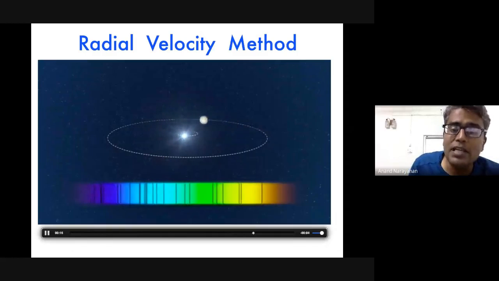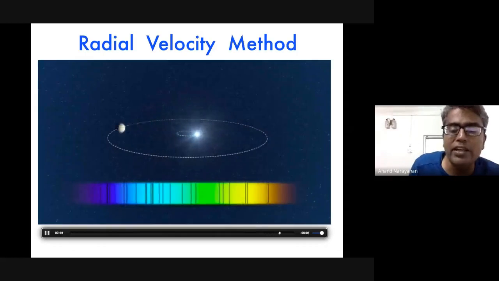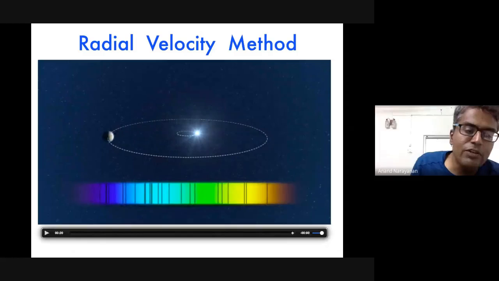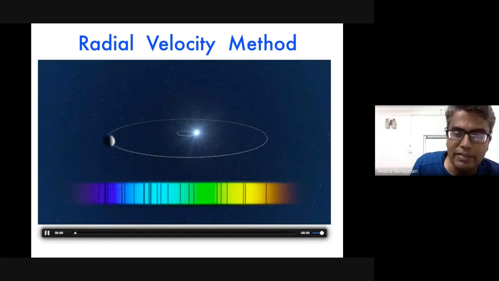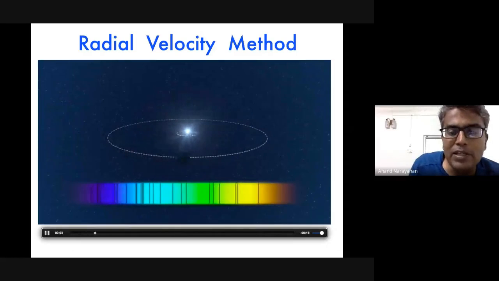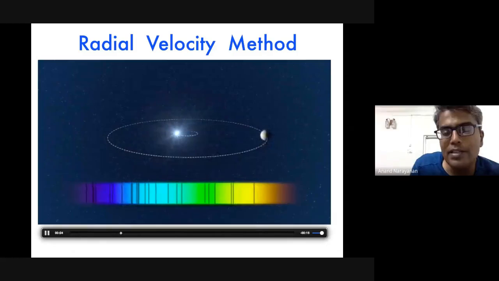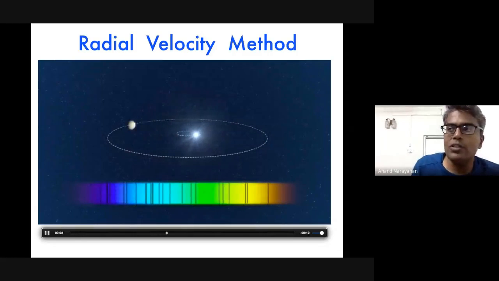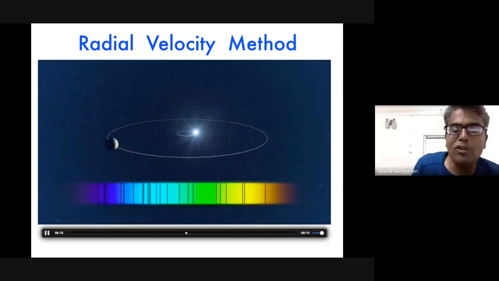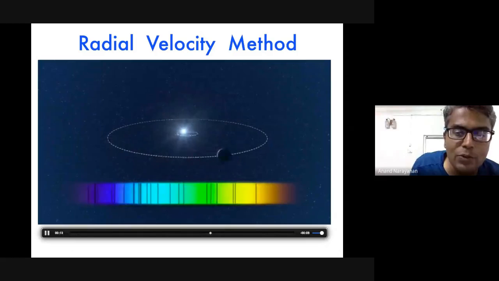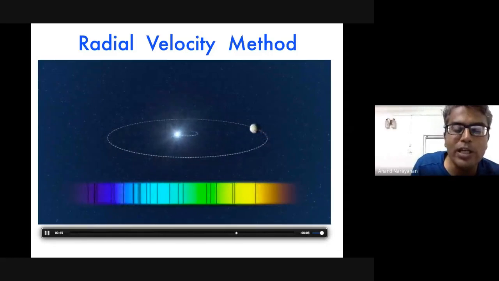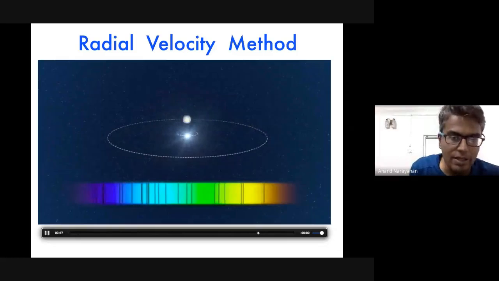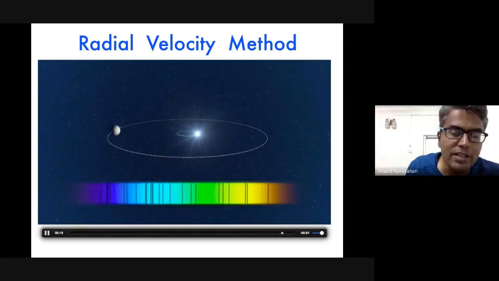But now if the star is not stationary relative to us, if the star is moving around like this, then at some time in its orbit it will be moving towards us, and at other times it will be moving away from us. If you have a source that is emitting electromagnetic radiation, and that source is coming towards us, then the light will get blue shifted. It will shift towards higher energies. This is called the Doppler effect.